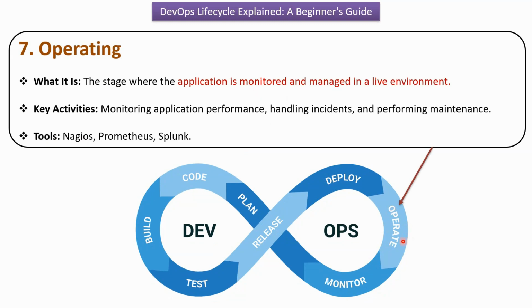The seventh stage is operating. In this stage, the application is monitored and managed in a live environment. Key activities involved are monitoring application performance, handling incidents, and performing maintenance. Tools used are Nagios, Prometheus, and Splunk.